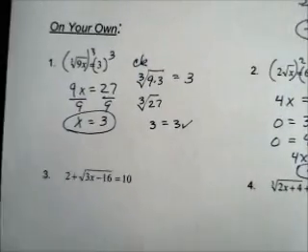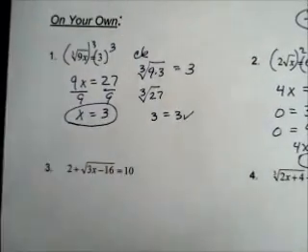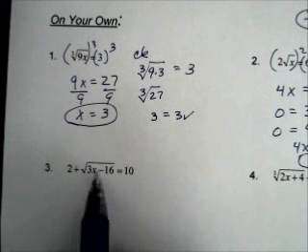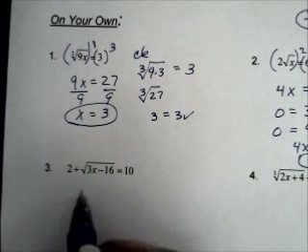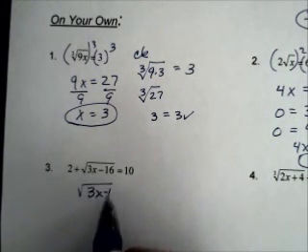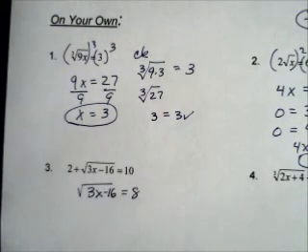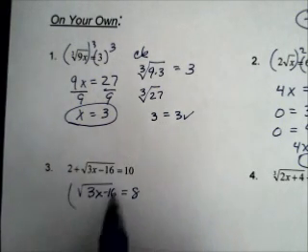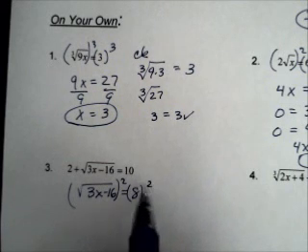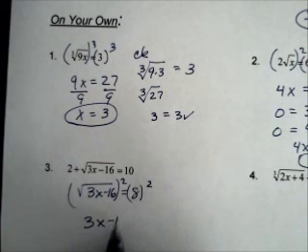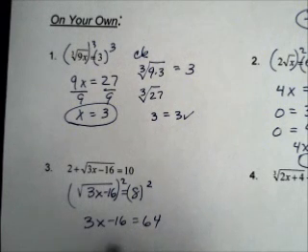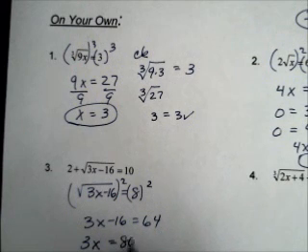Number 3, isolate the radical, subtract 2 from both sides. Square root of 3x minus 16 equals 8. Now square both sides. 3x minus 16 equals 64. Add 16, it's linear. It's 80. And divide by 3. So x equals 80/3.